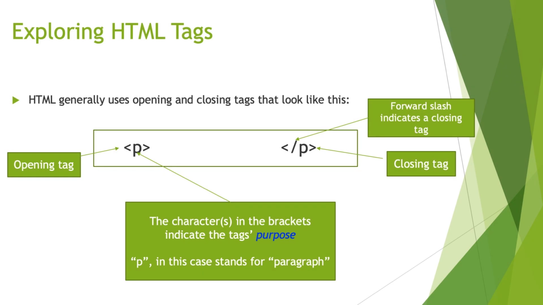Let's dive into these HTML tags at a deeper level. Generally, HTML uses what's known as opening and closing tags, and they look just like this. Right here, we have an opening tag with the letter P in it, and then we have a closing tag. It's indicated by a / before that P. That's what's known as a closing tag. So the characters in the brackets indicate the tag's purpose. P, in this particular case, stands for paragraph. So these are paragraph tags.